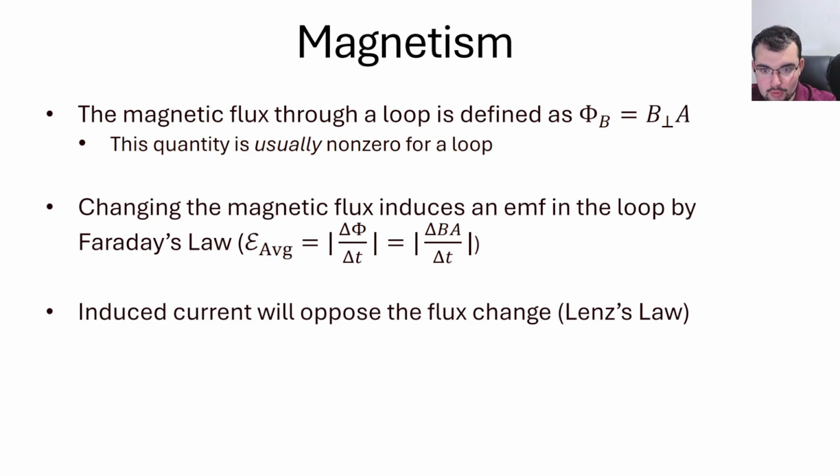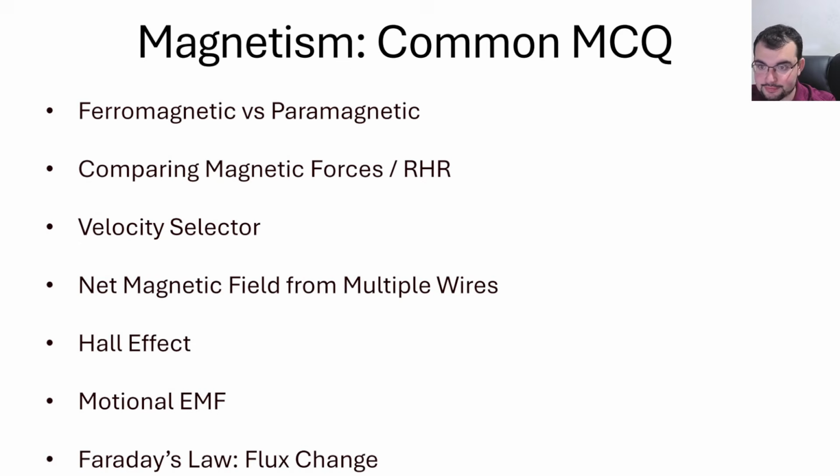And your right hand fingers will wrap around. So some common MCQs. We have the basic ferro versus paramagnetic. We have comparing forces / right hand rule. We have the velocity selector, where you set QE equal to QVB. We have the net magnetic field from multiple wires. We have the Hall effect, bar on rails, and flux change. So a whole lot of stuff we could ask.